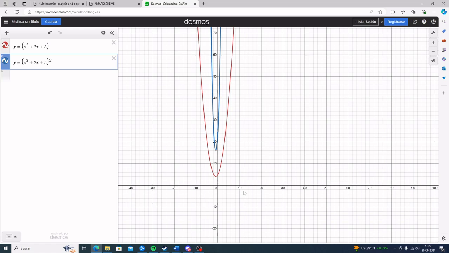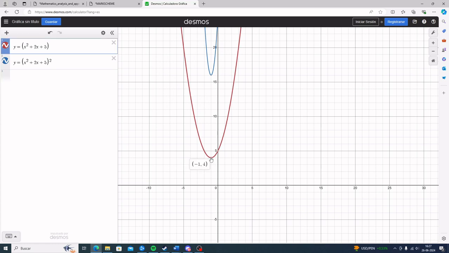But let's really focus on when x is -1. Huh, interesting. So in the OG, the red one, see? When x was -1, y was 4. And in the new one that's squared, when x is -1, y is 16. Will you look at that? Basically, when you square a function, it's going to grow in terms of y. Okay, it's not going to grow in terms of x because your x values practically stay the same.